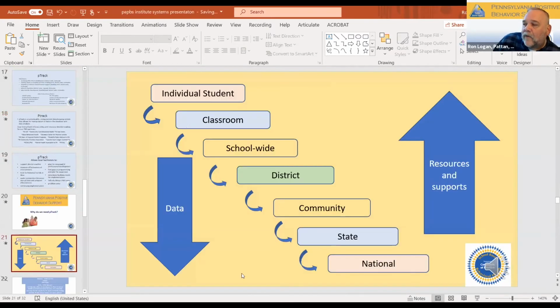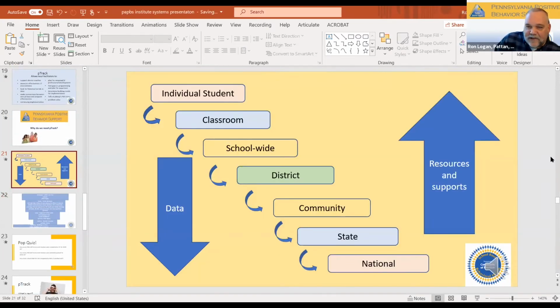And really, why do we need ptrack? ptrack is our data collection system. Within Pennsylvania, we use data, like I shared, in many different ways. Data informs the next level up. For instance, the data from the individual student impacts our classroom data, practices, and resources. Likewise, our classroom data informs our school-wide data. And while the data informs going up, the resources and the support that are developed based on that data trickle back down. So that's why some of our data collection is important for us.